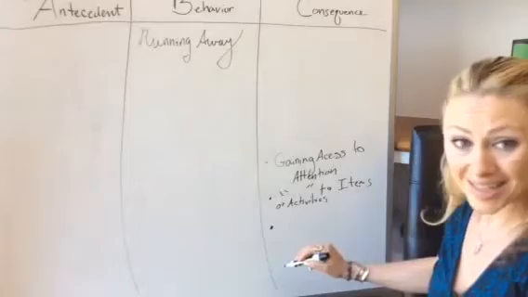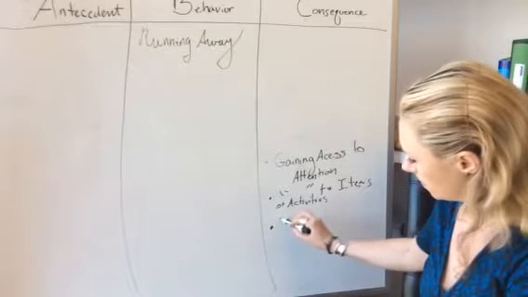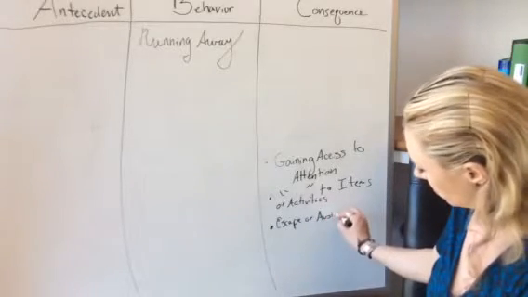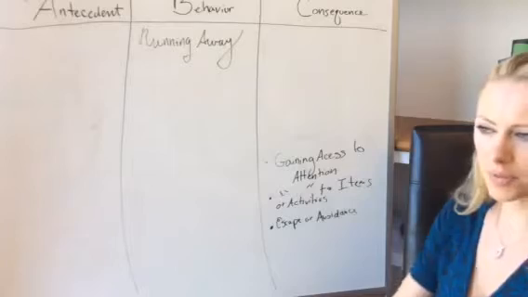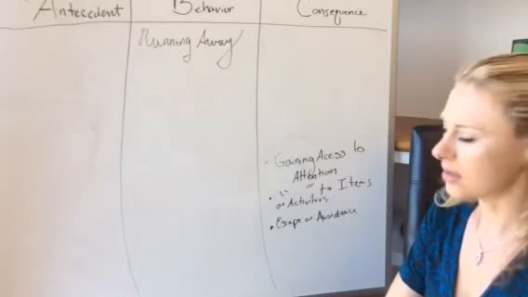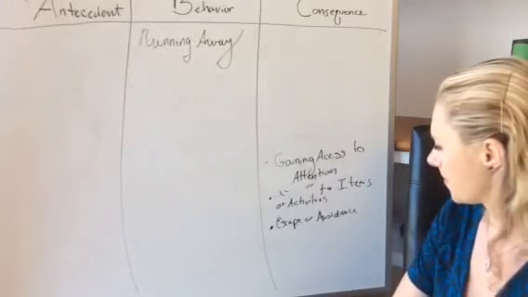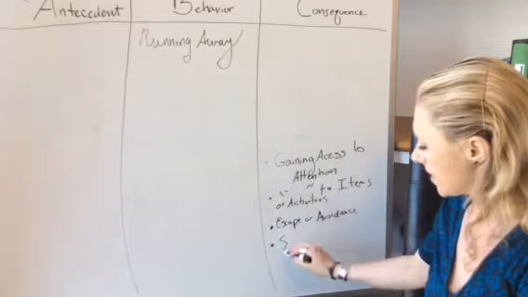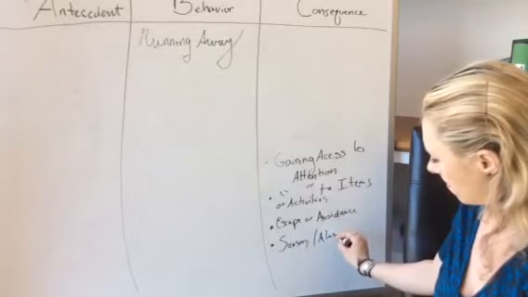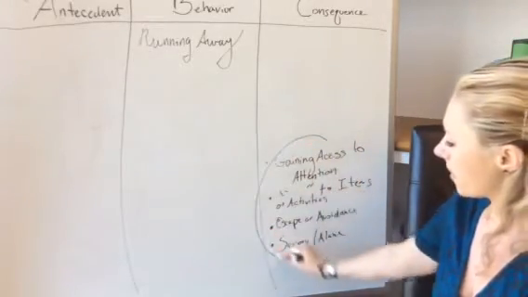The third is escape or avoidance. Some people might further break that down into escape or avoidance of attention or people, and escape and avoidance of demands, such as a work activity or a request. All right. And then last but not least, we have sensory, or alone, as our last condition. So these are the 4 functions of behavior.